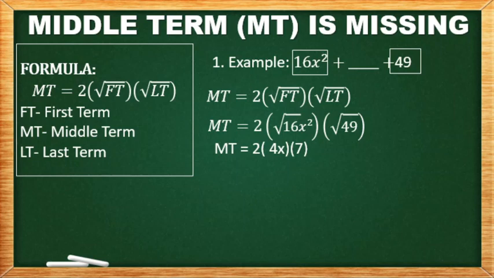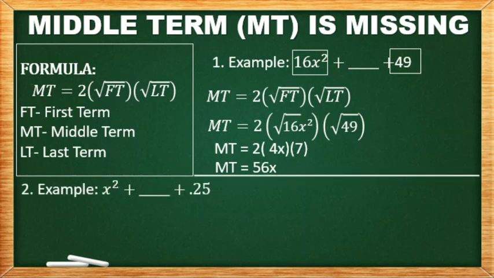Then multiply 2 times 4x times 7. So, 2 times 4x is 8x, times 7 is 56x. Therefore, our middle term is 56x.